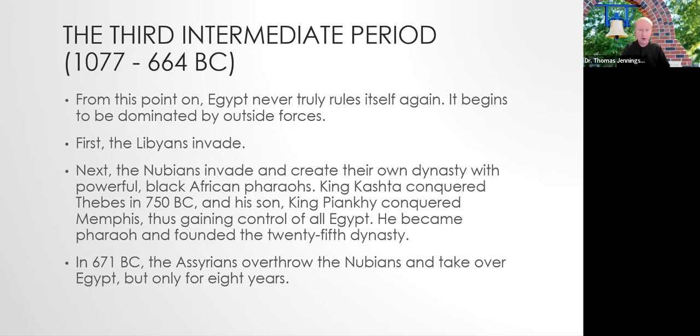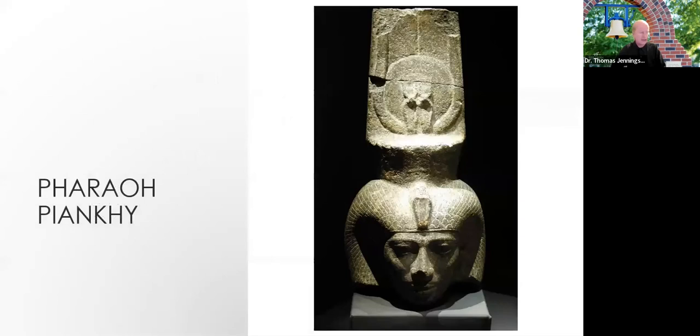And then in 671, they were overthrown by the Assyrian Empire of Mesopotamia. And the Assyrians conquered just about everybody at some point, but they only ruled Egypt for about 8 years. And we could see here a statue, a bust of Pharaoh Pianki, the first Nubian pharaoh of Egypt, a really fascinating time period, another era where we're finding a lot of new artifacts in the last few years is the Nubian dynasty.